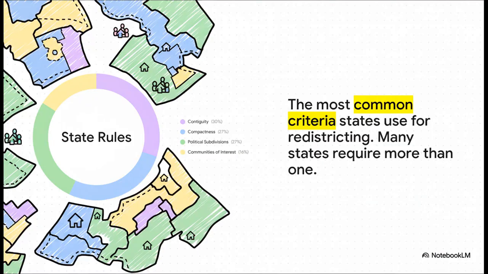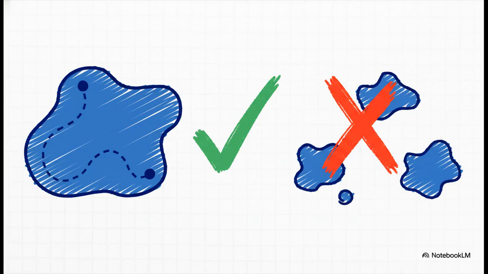And what's fascinating is that while states have choices, you can see that some rules are way more popular than others. I mean, look at this chart. You've got a big chunk of states, 33 of them, saying their districts have to be contiguous, and almost as many say they need to be compact. Contiguity is probably the easiest one to wrap your head around. It just means the whole district has to be one single connected piece of land. No weird separate islands. You should be able to get from any point in the district to any other point without ever crossing into a different district.